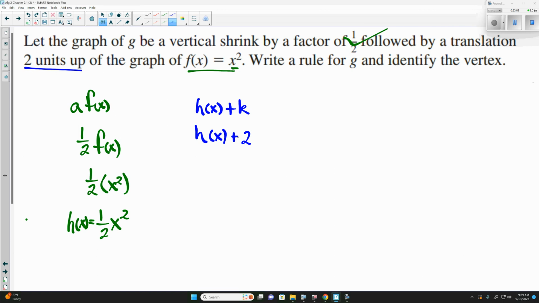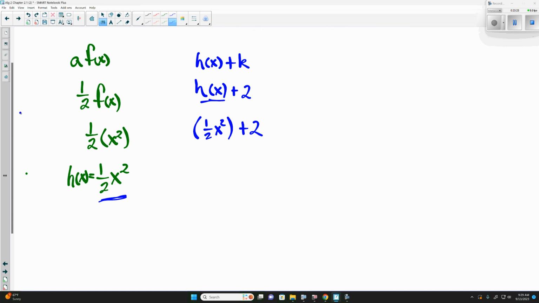Now again, looking back at this here, h of x, we still just have x inside the parentheses. We don't have x plus 4. We don't have a number with it. It's just x, which means I can just replace it with the 1/2 x squared. And last but not least, we can simplify it. Yes.